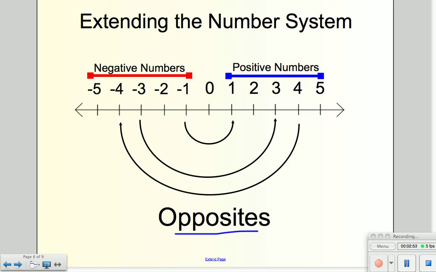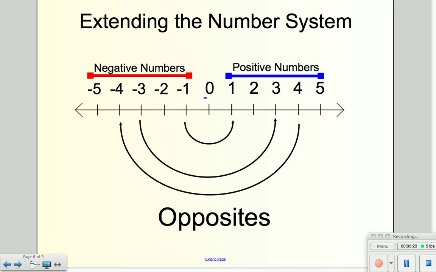So negative 1 is the opposite of 1. Likewise, 1 is the opposite of negative 1. They're opposites of each other. 3 is the opposite of negative 3, and negative 3 is the opposite of 3. 4 is the opposite of negative 4, and negative 4 is the opposite of 4. It works like this. So any number, if you match the corresponding negative up to the positive, you have now matched up a pair of opposite numbers.